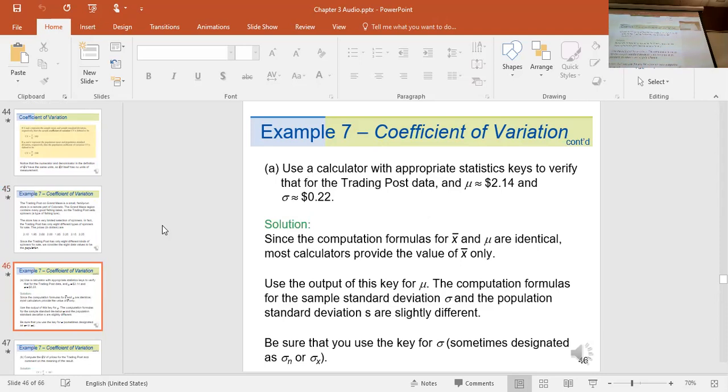So we have the mean here is 2.14, and the standard deviation is 0.22. We are using it as the population. So the coefficient of variation will be the standard deviation divided by the mean times 100%, which is 0.22 over 2.14.